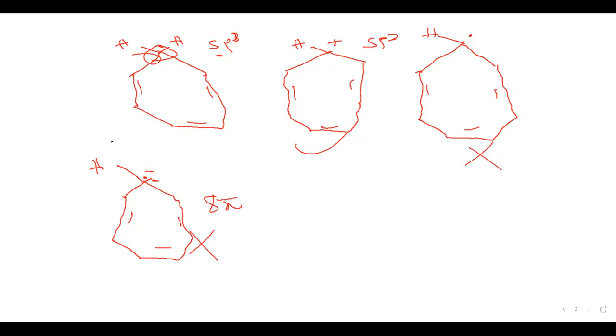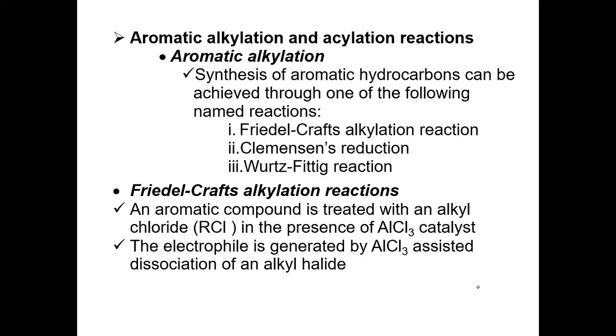So let's go back to our discussion. Good. Now, a new field for us to explore. Aromatic alkylation and acylation reactions. So we are saying that aromatic alkylation, synthesis of aromatic hydrocarbons, can be achieved through these three ways. If you want to form aromatic hydrocarbons, you are doing either Friedel-Crafts alkylation, Clemmensen reduction, or Wurtz-Fittig reaction. We'll talk about all these.